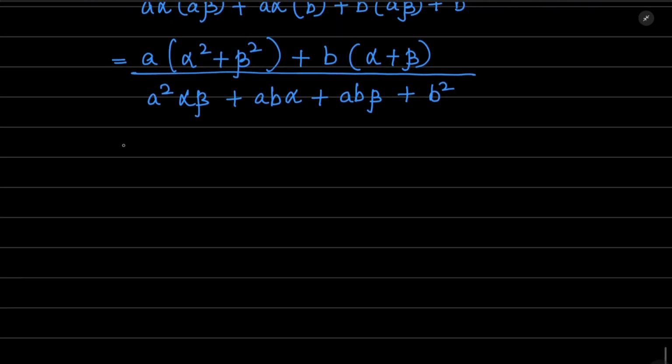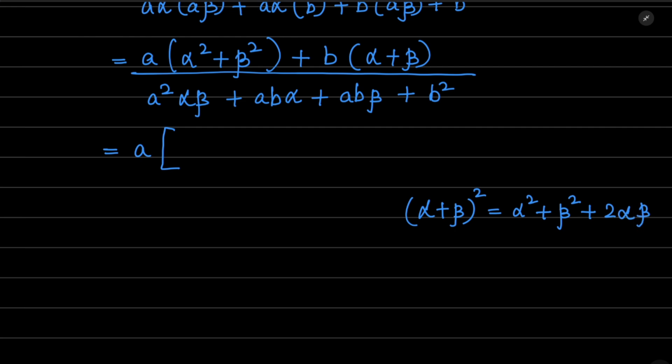Now in the numerator, you should know an identity. It is nothing but alpha square plus beta square. See, let me write it here. Alpha plus beta the whole square is equal to, it's in the form of a plus b the whole square. It's equal to a square plus b square plus 2ab. This is something which we know.